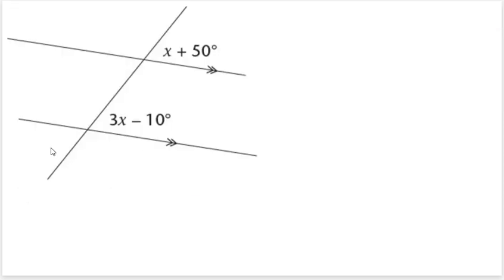Now, most of the time, they won't give you a straightforward thing. They'll give you something like this. Since we know that corresponding angles, this is equal to that. Therefore, to find our values, we're going to say x plus 50 equals 3x minus 10. And always have your reason.